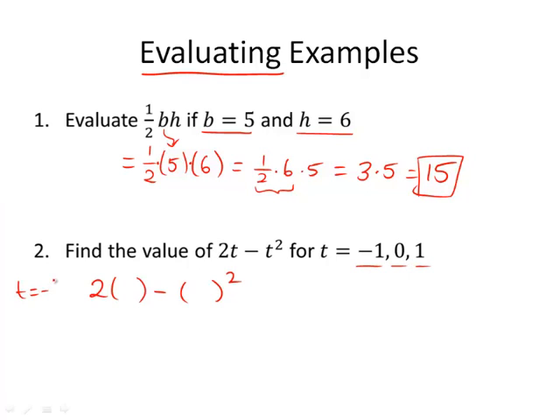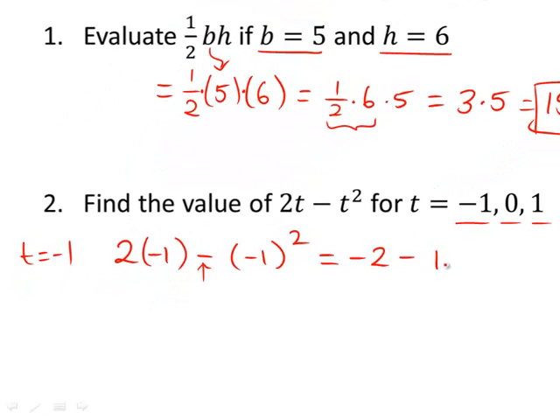If t is -1, we're going to replace these brackets with -1s. That gives us 2 times -1, using BEDMAS here, giving you -2 minus a -1 in a bracket squared, which means -1 times itself, which is a +1. But this negative is still hanging out. So you still have -2 minus 1, giving you -3.